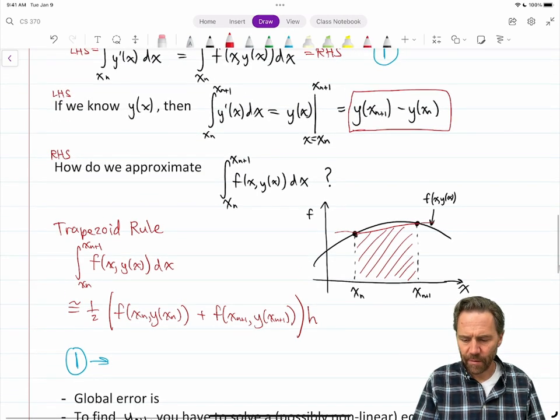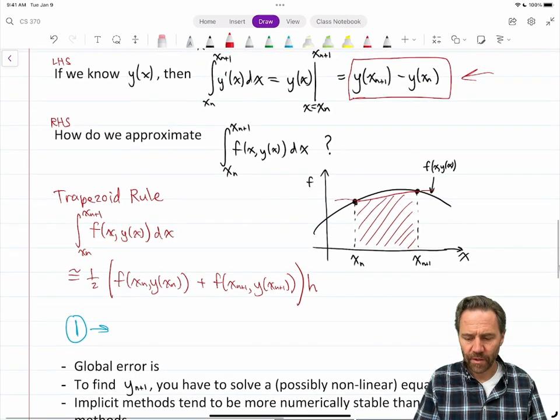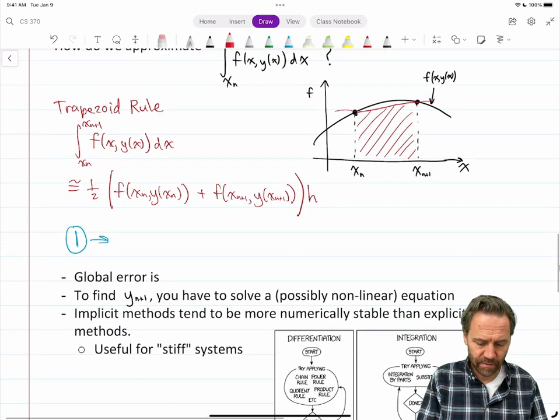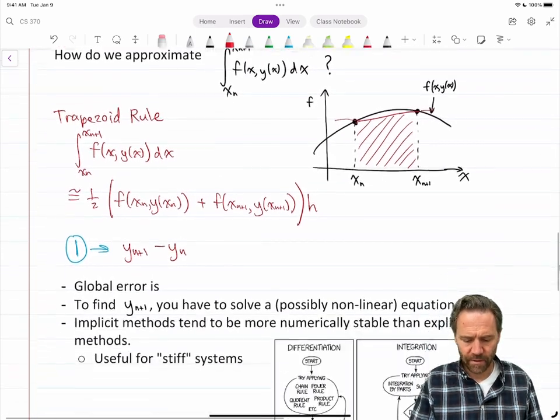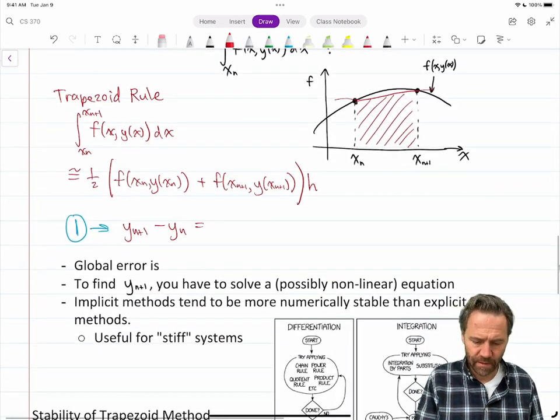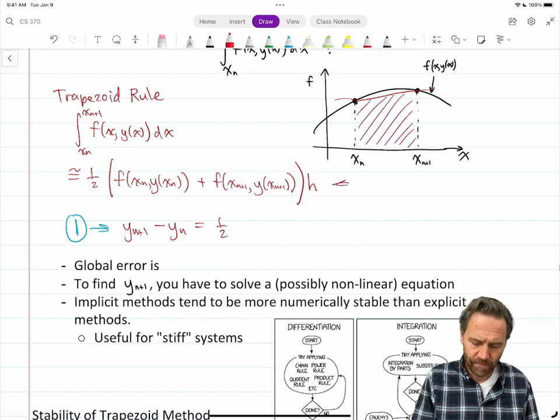The left-hand side, remember, was over here. So I'm going to call that y sub n plus 1 minus y sub n equals this thing up here, h over 2 times f of x_n, y_n plus f of x_(n+1), y_(n+1).